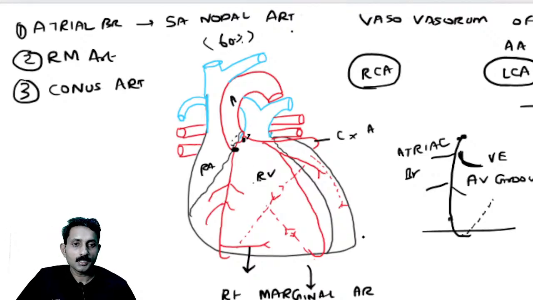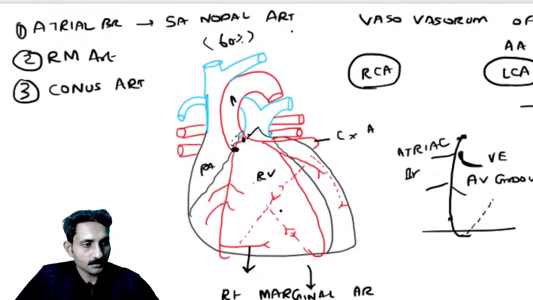What is the cone here? Now, this pulmonary trunk, when it is starting, is like a cone, or it is called the infundibulum. So, it gives a branch to this, called the conus artery. The conus artery is a branch to the infundibulum of the pulmonary trunk. Near this part, the artery is called the conus artery. So, atrial branches, ventricular branches, conus artery. Then, when it is coming here, it gives a branch called the right marginal artery.